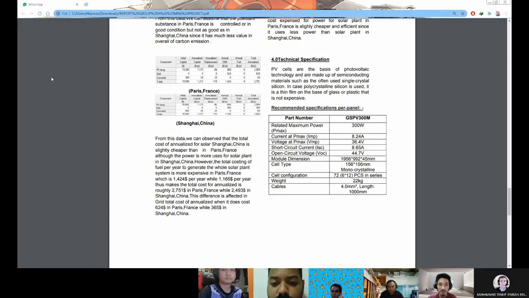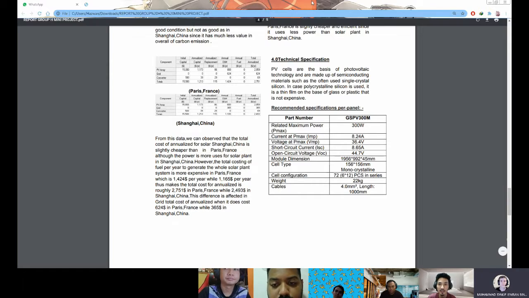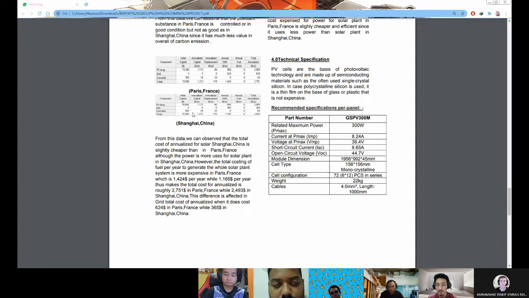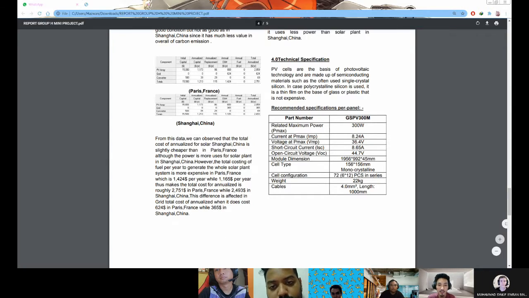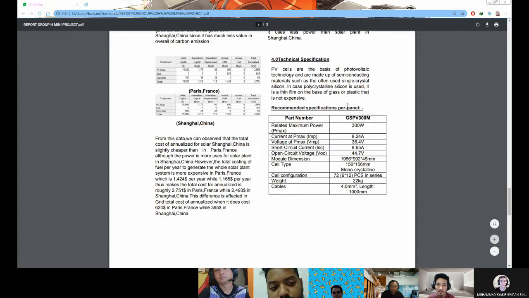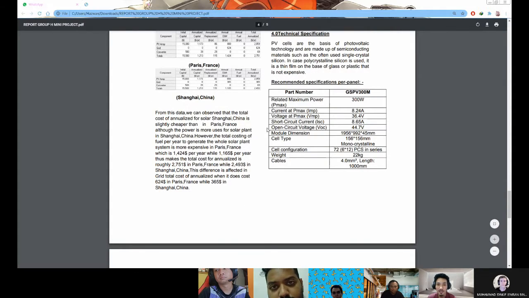Good day, everyone. My name is HAZWAN HISHAM, and my job is to do the technical spec for the PV system. As we all know, China has the largest PV system and France has a slightly smaller PV system. They even built floating solar panels above the seas and lakes. And these are the recommended specifications, per panel I mean.